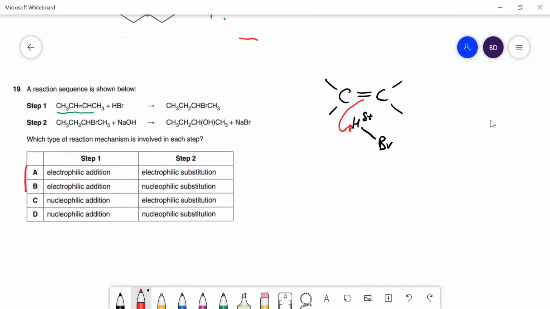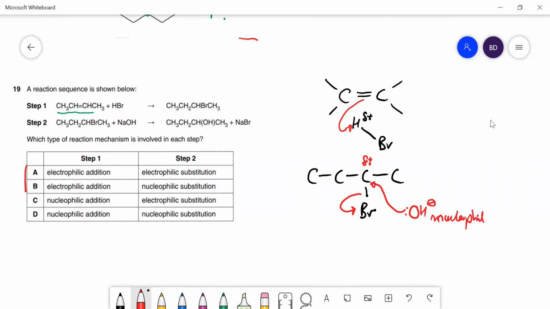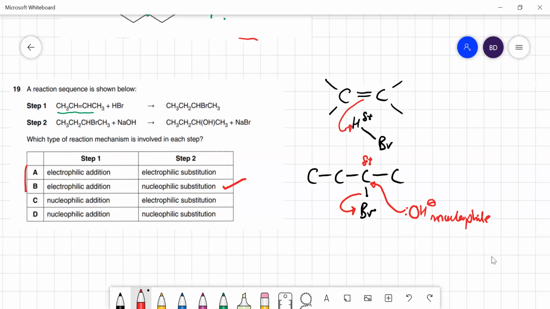Let's look at step 2. We have got a haloalkane there, and we've got a bromine on carbon number 3, or number 2, if you like. That's going to react with OH minus to form an alcohol. You've got a delta positive there. The OH minus is going to do that. That's going to drop off. So this is a nucleophile. The OH minus is negative, yeah, nucleophile. And it is nucleophilic substitution. So the answer is B, electrophilic addition and nucleophilic substitution.